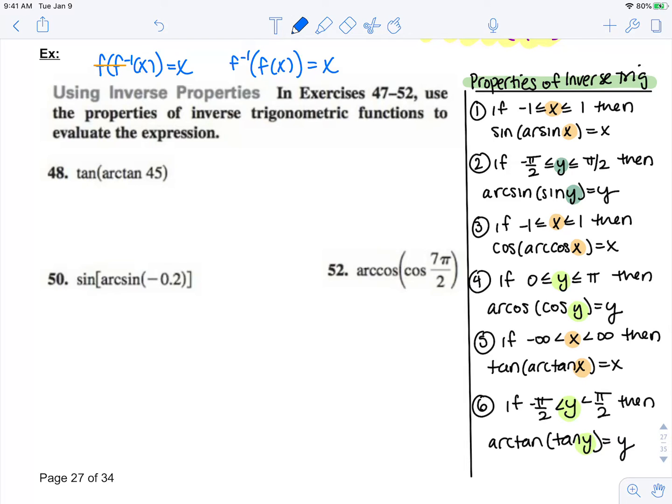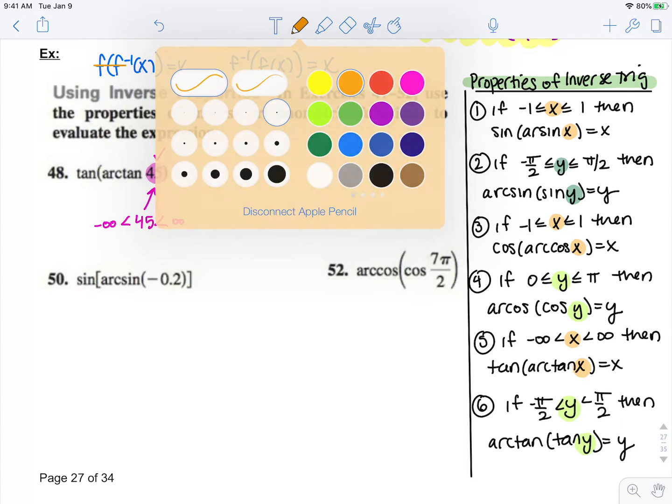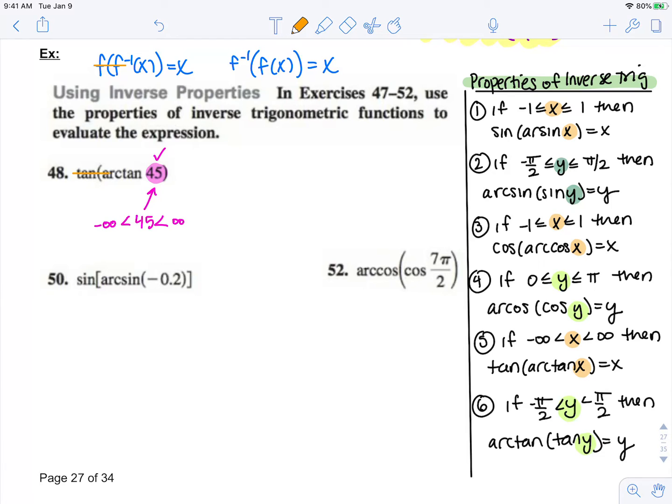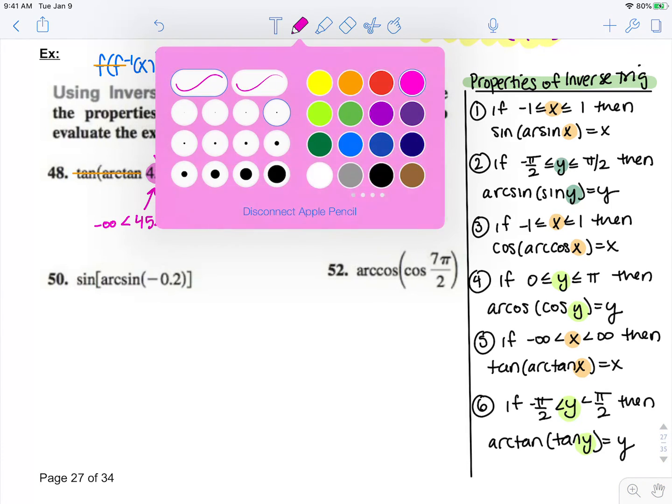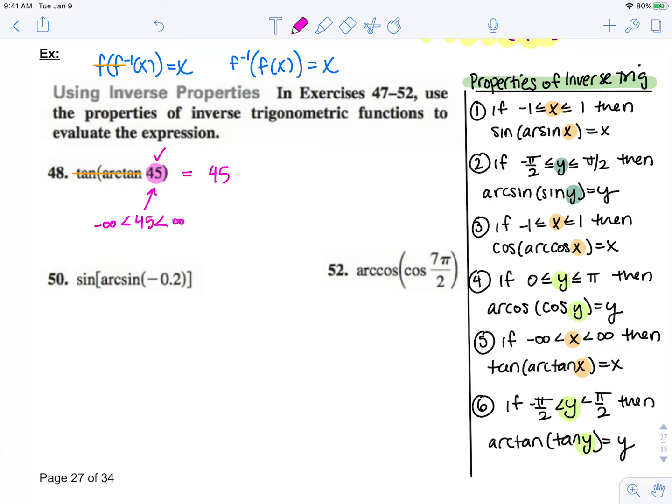So now if we look at number 48, we're doing tangent of arctangent of 45. At this point, we don't know what arctangent of 45 is, but we know that 45 does fall in the domain of arctangent, which is between negative infinity and infinity. So since that 45 falls in the domain, we can find that arctangent. But since we're plugging arctangent into tangent, those inverse properties will cancel out, and our final answer will be 45.